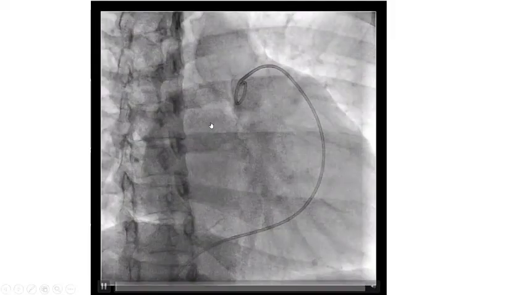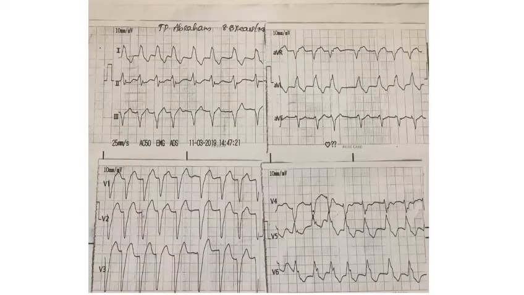Okay, right. Diagnosis. This is a simple one, but I kept this so that you don't make a wrong diagnosis by just looking at the electrocardiogram. You have to analyze it.